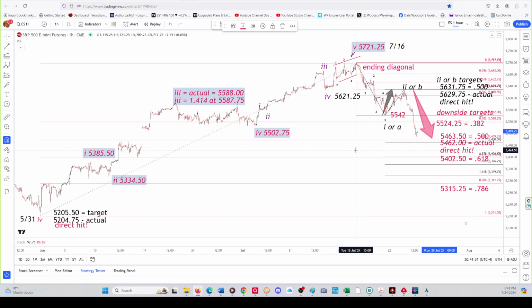The next few days should be pretty exciting. It's been an exciting July from that high, and we'll see how this plays out.